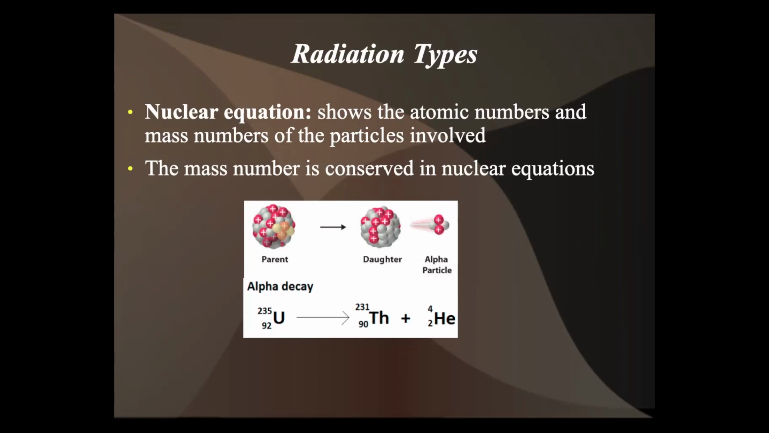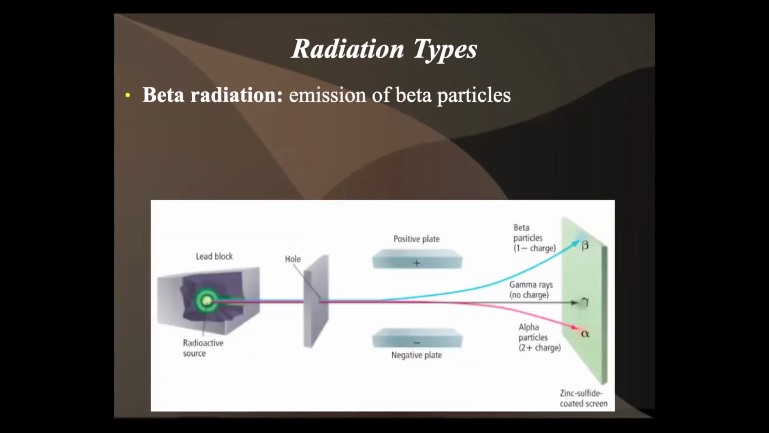And again, uranium does this because it's unstable as uranium-235. It becomes more stable when it loses protons and neutrons. Let's go into beta radiation.